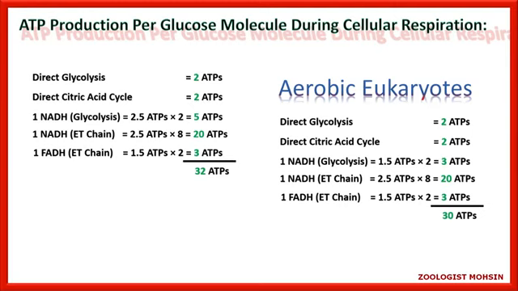Hope you have found the answer. So my analysis is that the total number of ATPs in general is 32. In eukaryotes it is 30 and not 36 or 38.